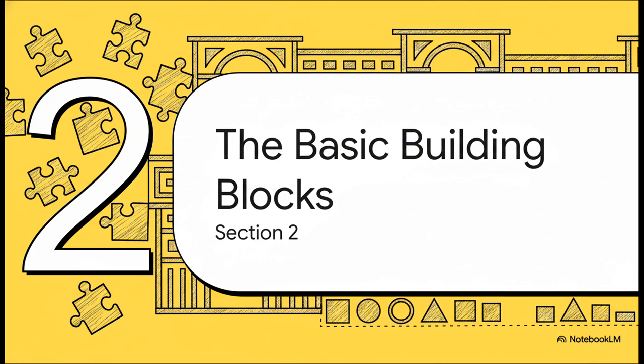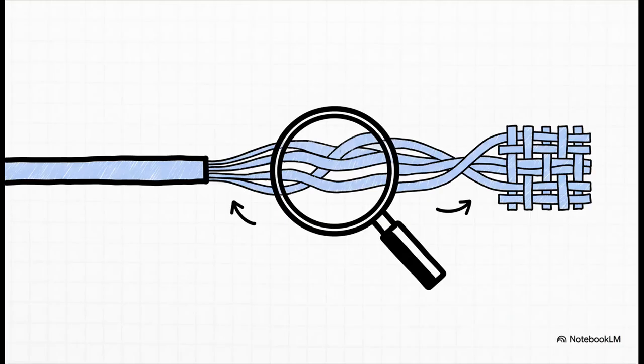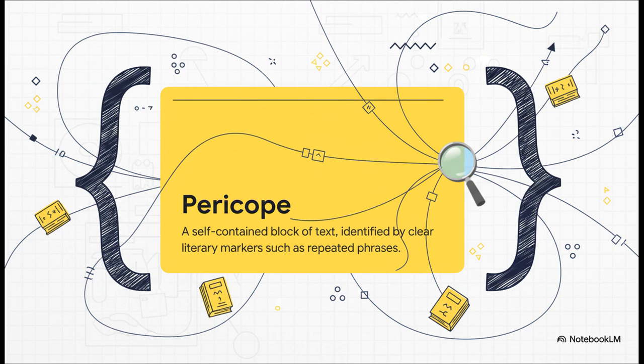Well, to see the hidden pattern, the first thing we have to do is break the text down into its most basic components. We need to find the building blocks of this amazing literary architecture. And this right here is the big mental shift you have to make. You've got to stop seeing a one-dimensional line of words and start seeing a two-dimensional woven fabric. But of course, before you can see the whole tapestry, you first have to identify the individual threads. So the smallest thread in this whole fabric is something called a pericope. Just think of it like a self-contained paragraph, or a mini-story.